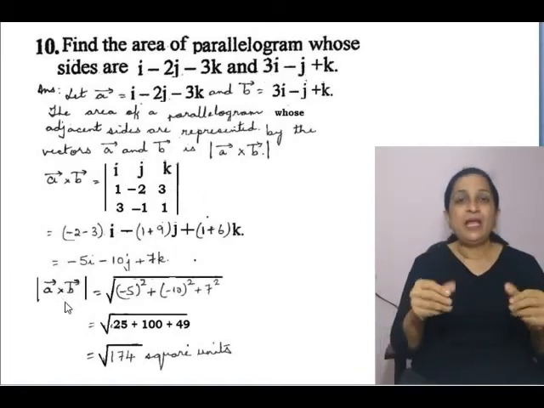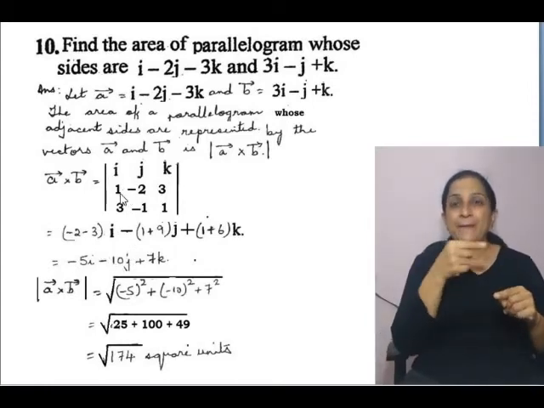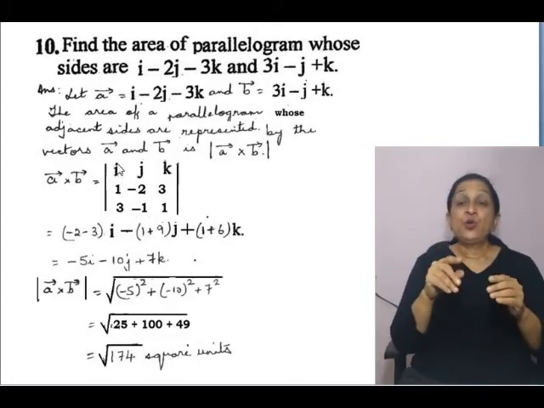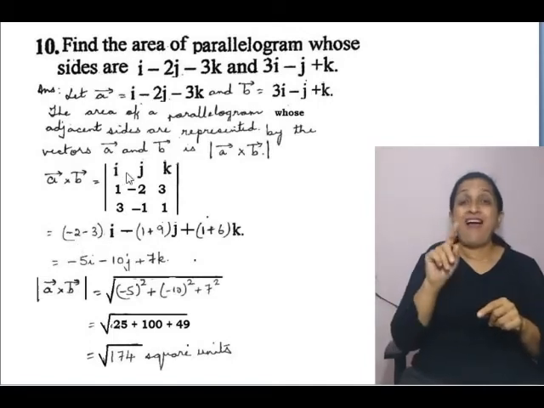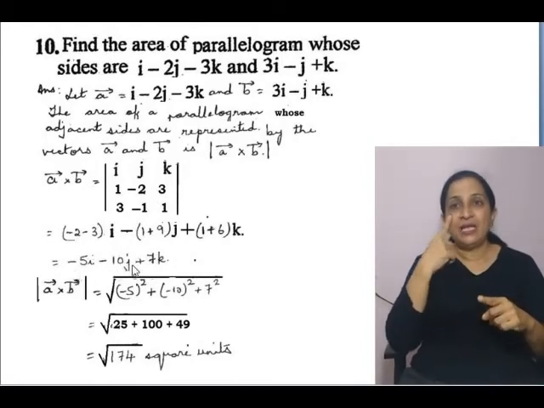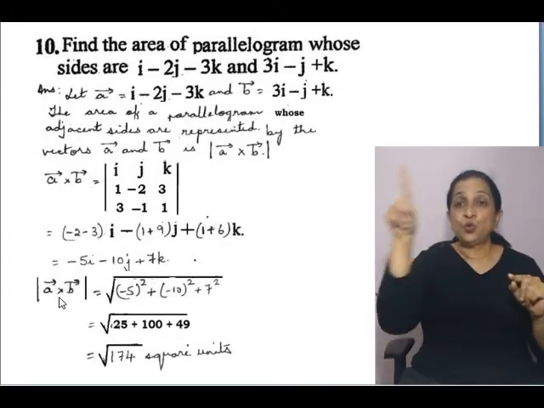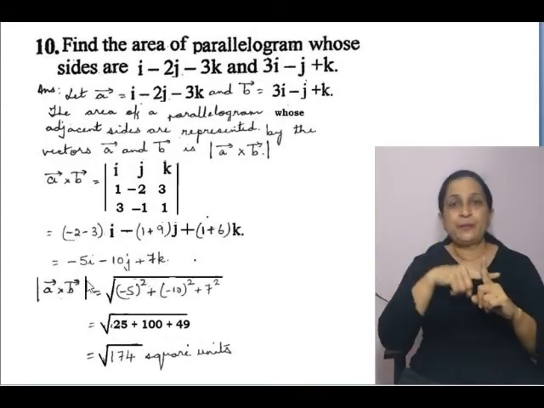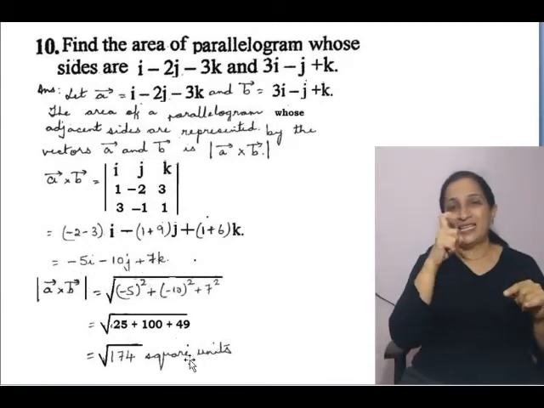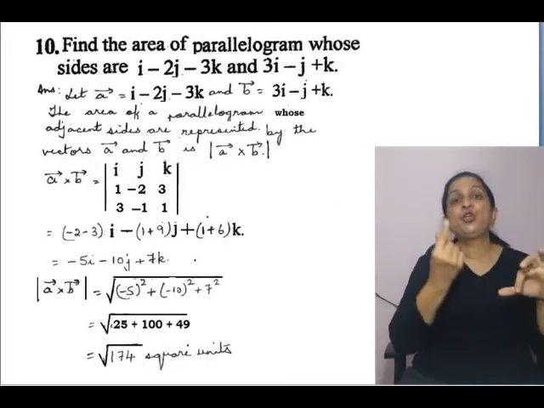When you solve this, you will get the resultant term. That is how you find the determinant. If you solve, you will get minus 5 minus 10k plus 7k. That is equal to the vector product of these two. So the area is nothing but the square root of the square of this plus the square of this plus the square of this. That is the root of 174. Square root of 174 square units.